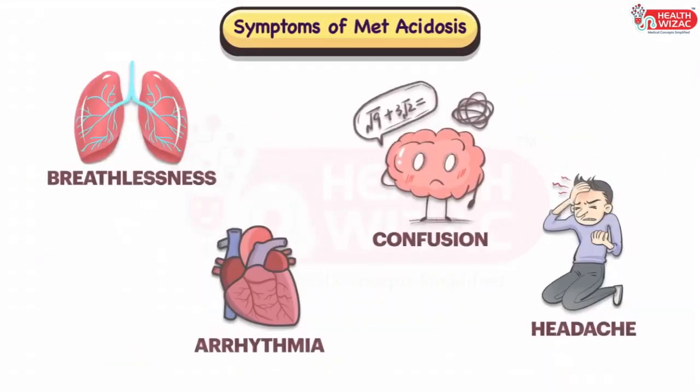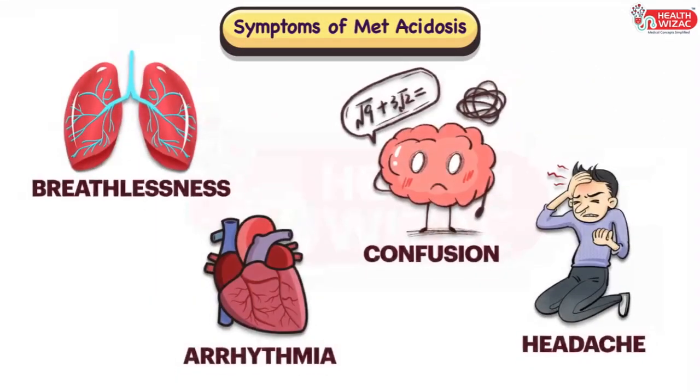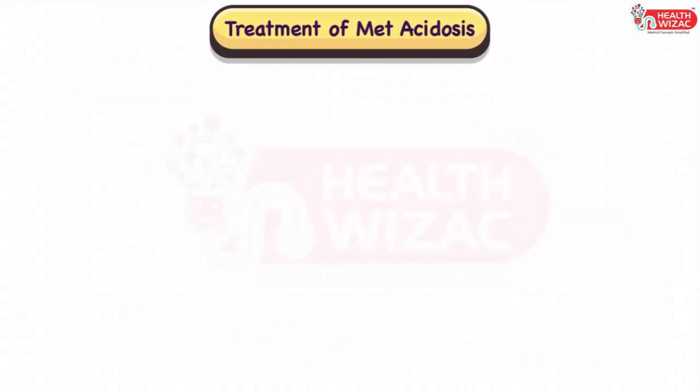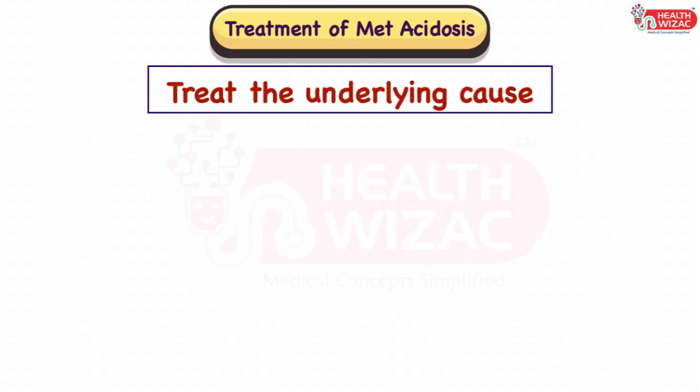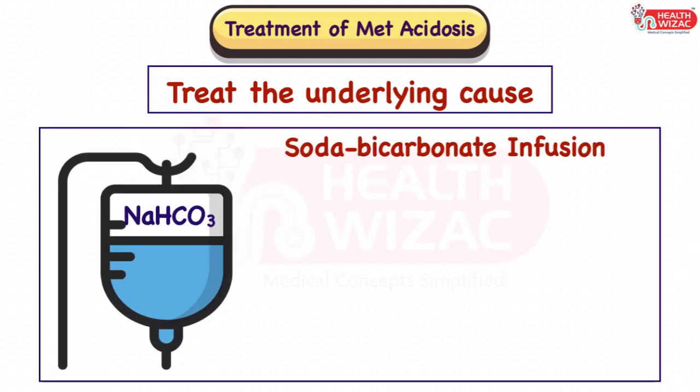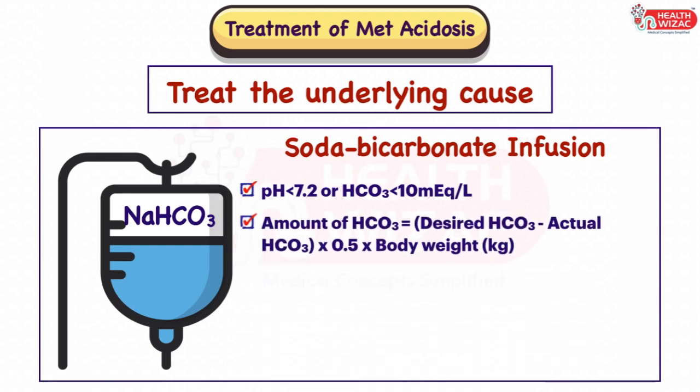Symptoms of metabolic acidosis include breathlessness, arrhythmia, confusion and headache. Treatment of metabolic acidosis includes: first, treating the underlying cause; second, soda bicarbonate infusion. Soda bicarbonate infusion is indicated if pH is less than 7.2 or bicarbonate falls below 10 milliequivalents per liter. The amount of bicarbonate required is calculated by the formula: desired bicarbonate minus actual bicarbonate, multiplied by 0.5, multiplied by body weight in kg. It is always recommended to partially correct metabolic acidosis and not fully.